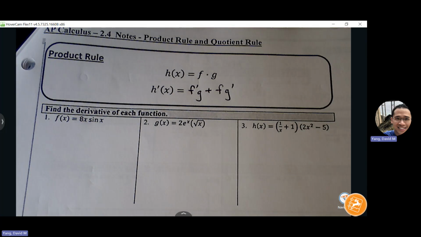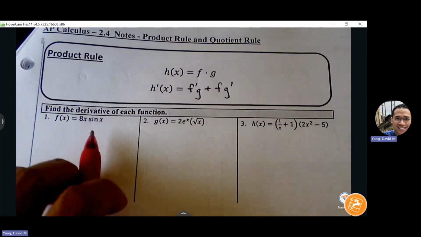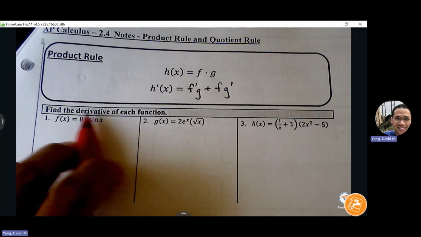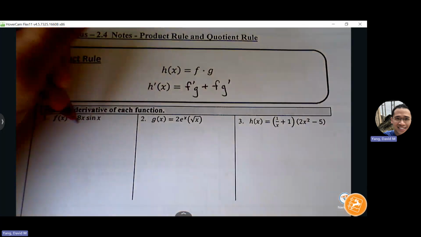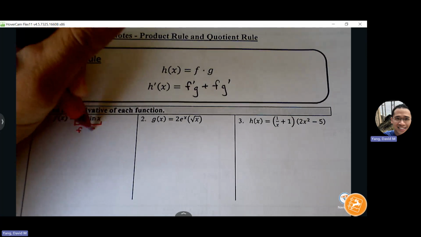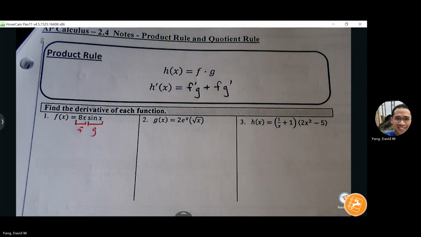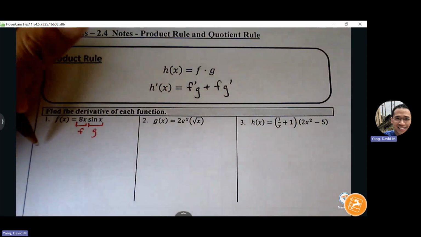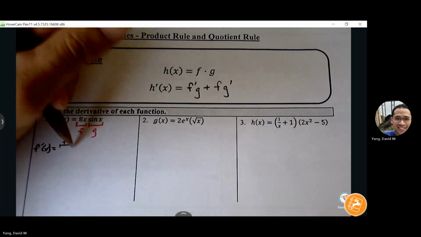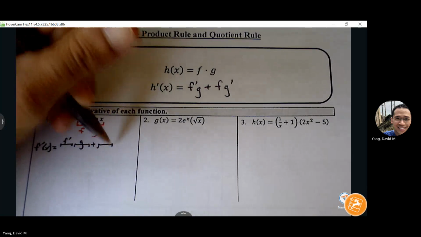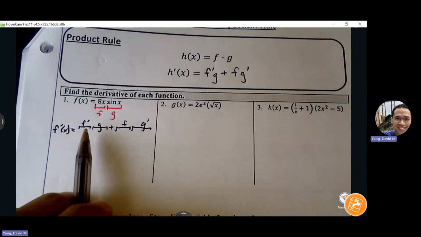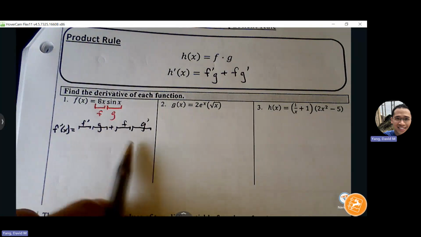So let's give number one a try here. f of x equals 8x sine x. These are obviously the product of two terms. I cannot merge it into one because these are different families of functions. So I know I have to go through product rule. If I want to find the derivative, I'm going to assign 8x to be my f, and I'll assign sine x to be my g.